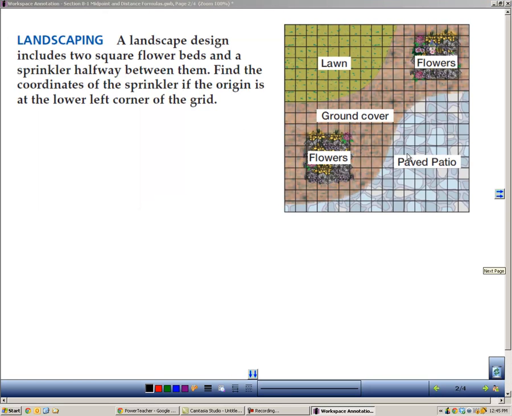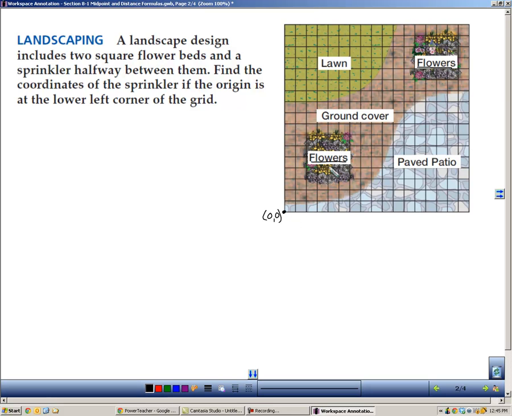In this problem, we have a landscape design, and it talks about having 2 flower beds. You see one here and one here. And we want to find the coordinates of a sprinkler if the sprinkler is halfway between, which means directly in the middle of the 2 flower beds. Now we're told that down here, this is the origin, so we know that this coordinate is 0, 0.